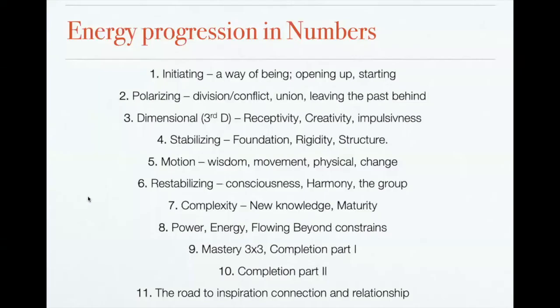The number 6, let me just bring these slides again, just to show the progression. The number 6 is about restabilizing or creating harmony and consciousness. It's about a group connectedness. So 2022, this whole year is about 6. It's about a group consciousness. The more we connect to the group, the more opportunities we can generate and more abundance.